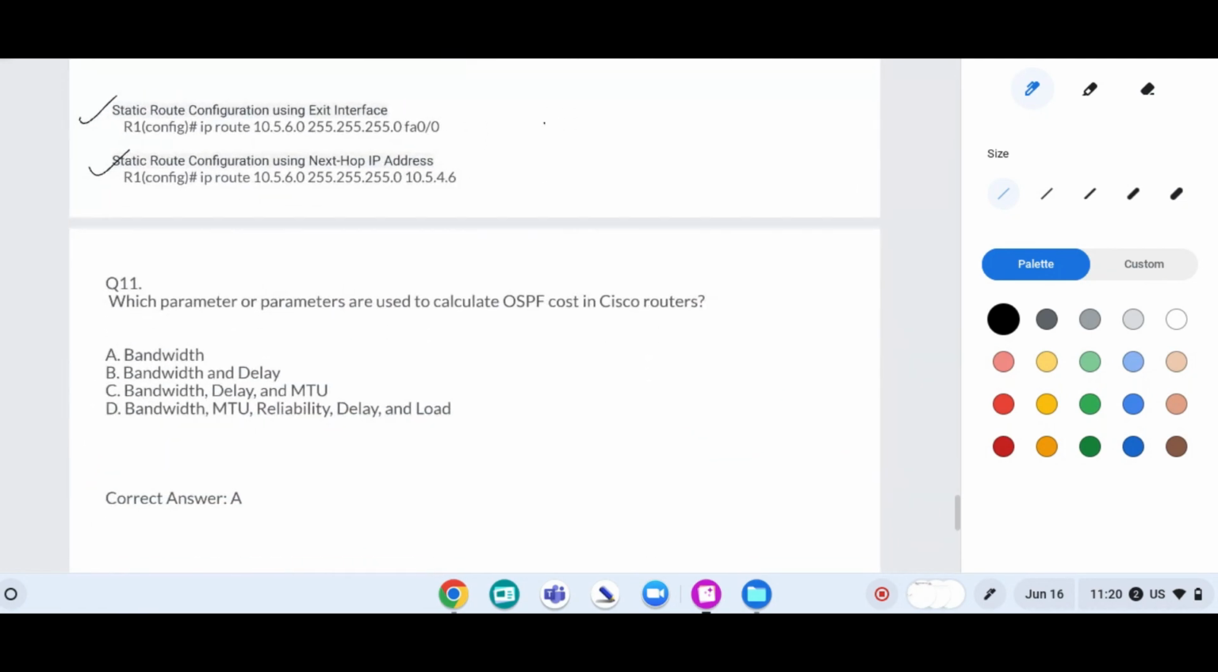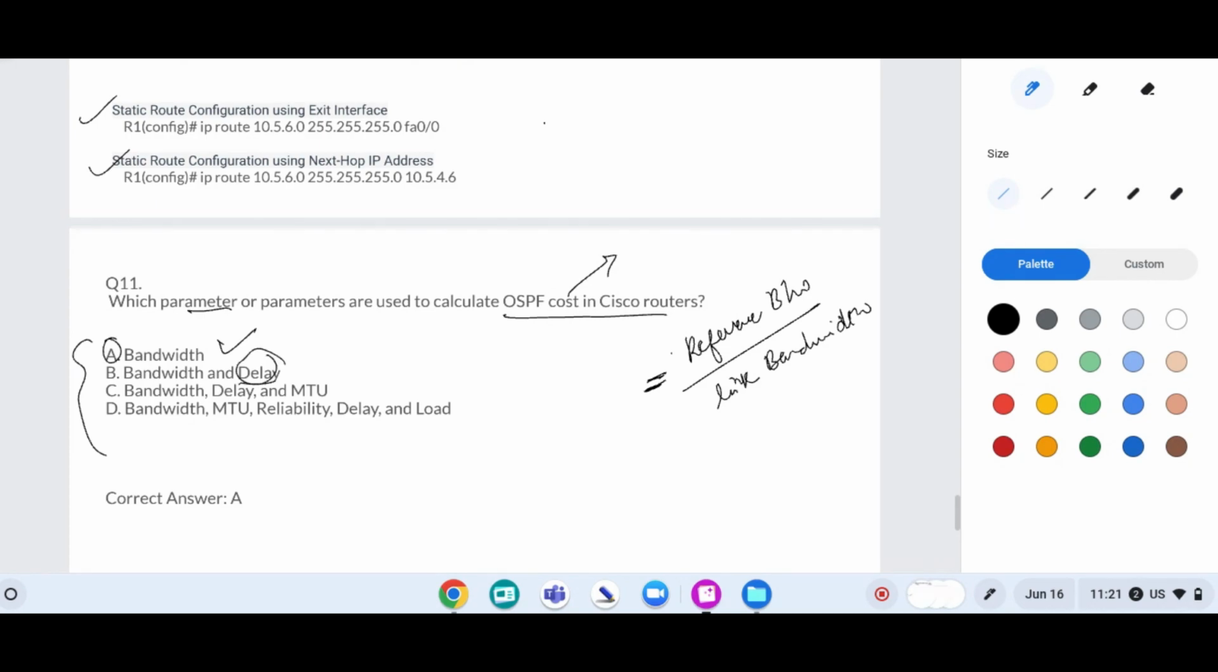The second thing is which parameter is used by OSPF to calculate the cost. While calculating, OSPF uses a mathematical formula: reference bandwidth upon link bandwidth. Here it is given as bandwidth, so A is correct. It will not use the delay. It only uses bandwidth to calculate the cost.